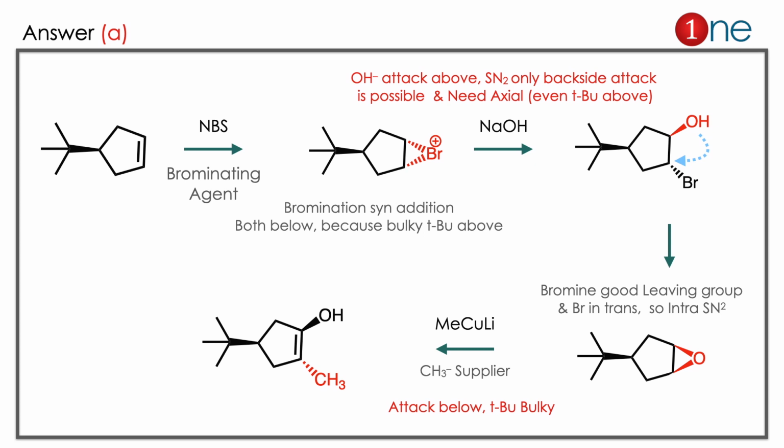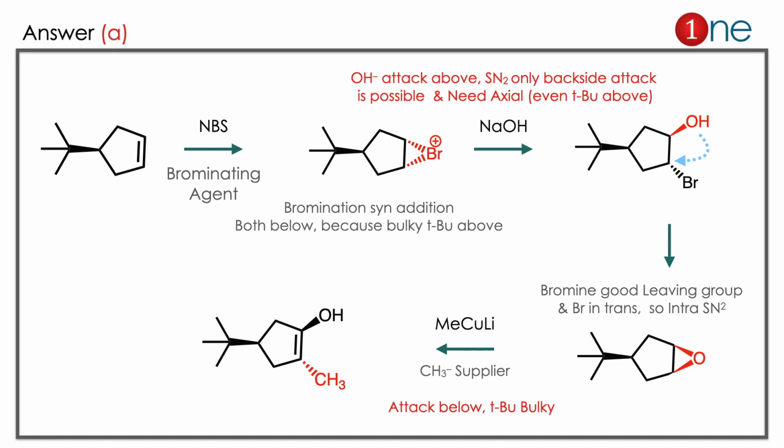Next step we are using the base. The base is kind of an SN2 reaction. It needs backside attack. So already bromine is below. Backside attack means it is always possible by an axial bond. So axial is available only on the upper side, so it goes above the plane. It's a very important one. It's against the normal theory because it forms near the bulky groups there. So OH goes above the plane.